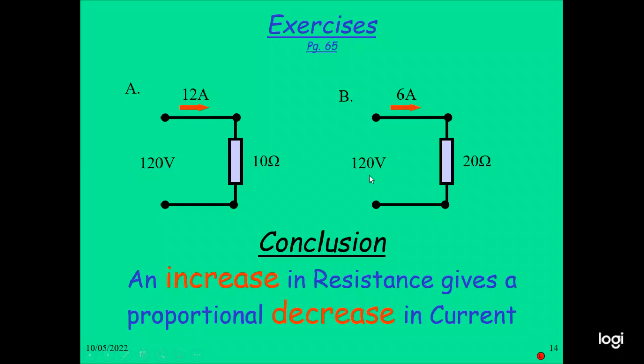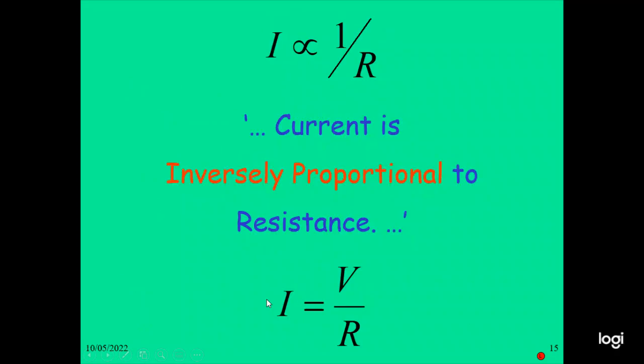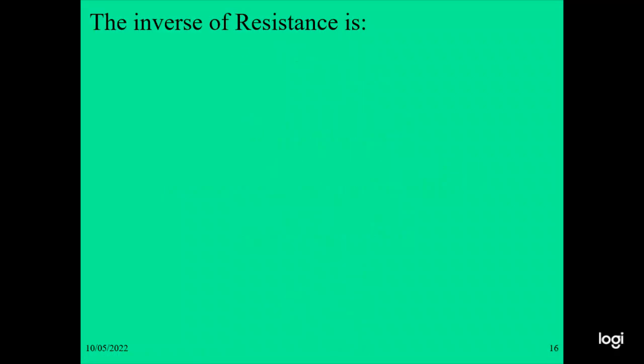Because the supply is 120 volt, resistance 10 ohms, so the current flow is 12 ampere. Supply 120 volt, resistance 20 ohm, current 6 ampere. This means that an increase in resistance gives a proportional decrease in current. So the current is inversely proportional to resistance. I is inversely proportional to resistor.